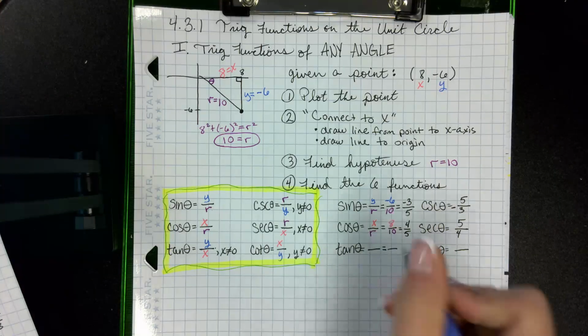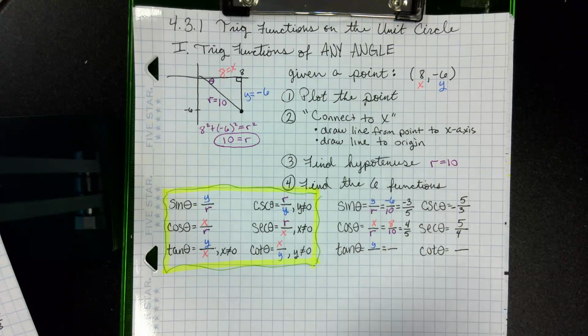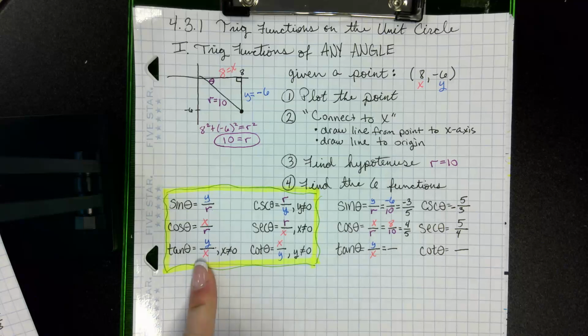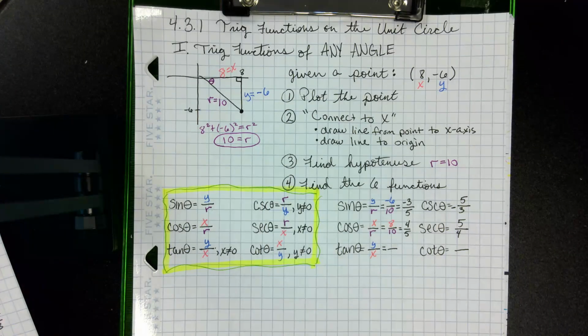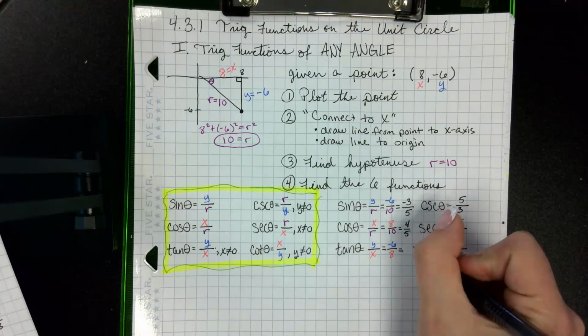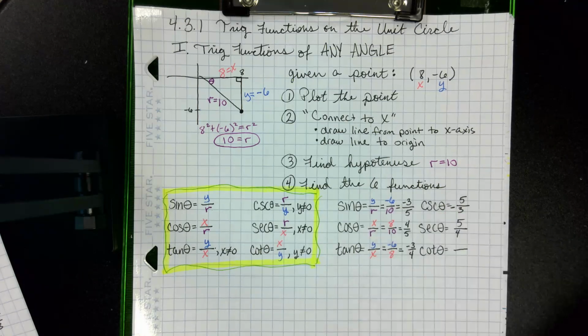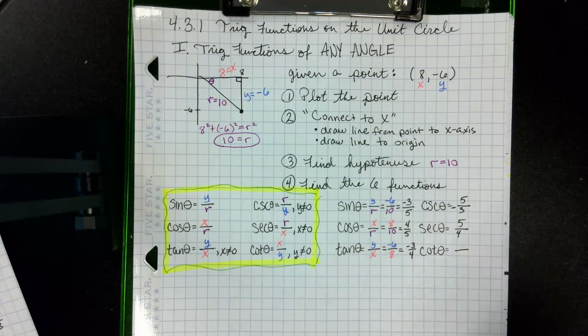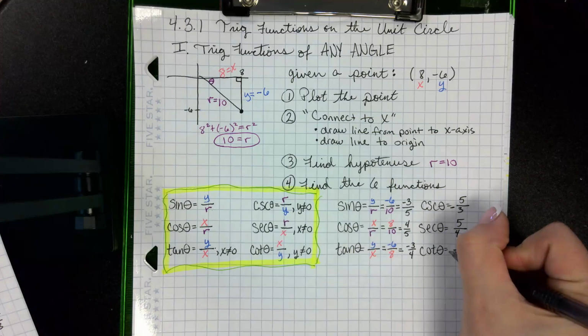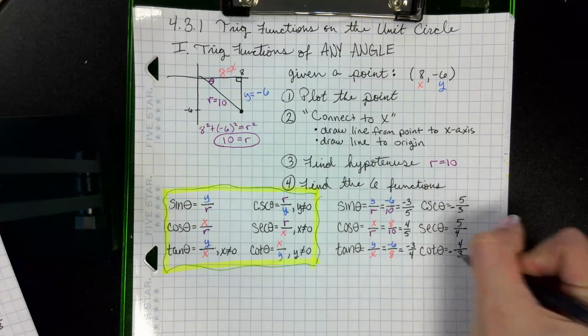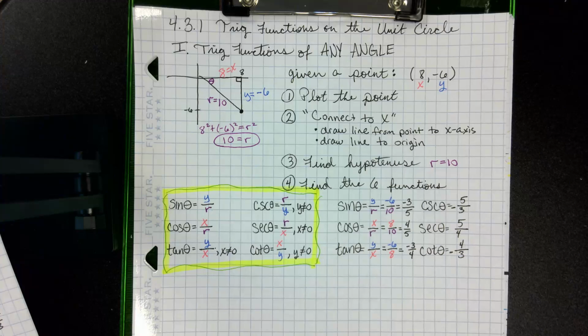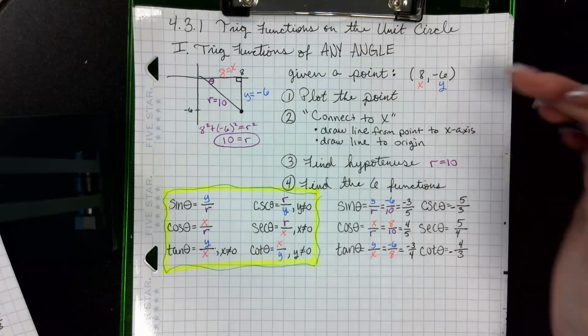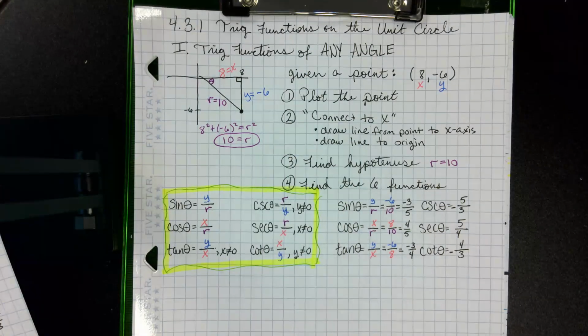And then tangent, we said, was y over x over here. So the y value is -6. And the x value is 8. Those are even numbers, so -3 over 4. Cotangent, we flip it, so 4 over -3, or a negative on the outside, 4 over 3. And there's the first part. So that is when you're given a point. So you have ratios of side lengths. What you don't know is the angle.